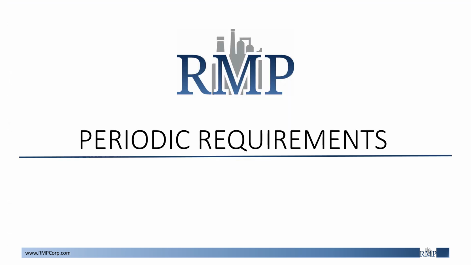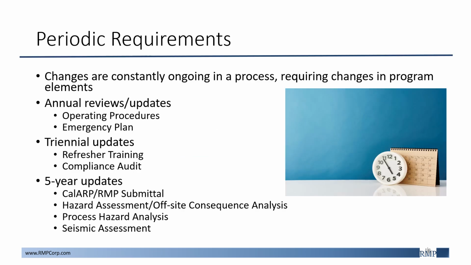Now let's go over the periodic requirements as part of the prevention programs. It is important to go over the periodic requirements to ensure that your prevention program is following regulatory guidelines. As changes occur in your facility's process, it is important that your program reflects these changes. Annual reviews of operating procedures must be performed to ensure that they accurately reflect what operators are expected to do, and the emergency plan must be reviewed to ensure procedures during an emergency are clear and up to date. You should ensure that this documentation of reviews is kept on file and includes when they are performed and by whom.